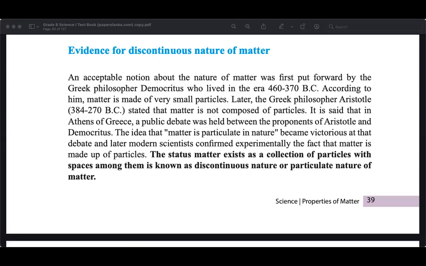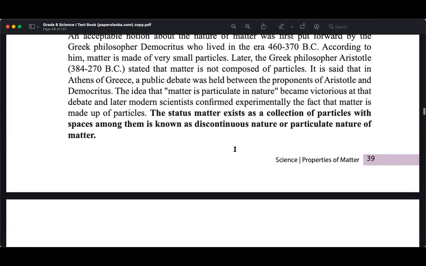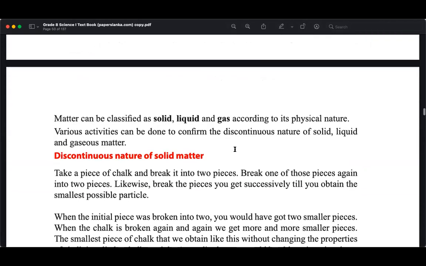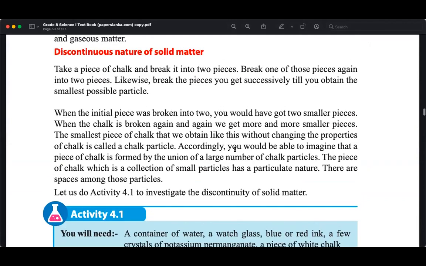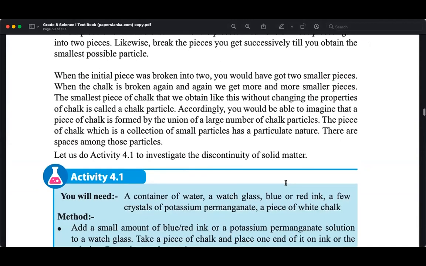So then, how can we test this? How can we test the particulate nature of matter? Let's do it with solids first. Let's take a solid first and learn how we can test this. One very practical example is given in the book.